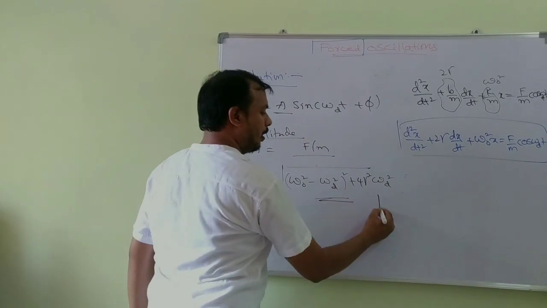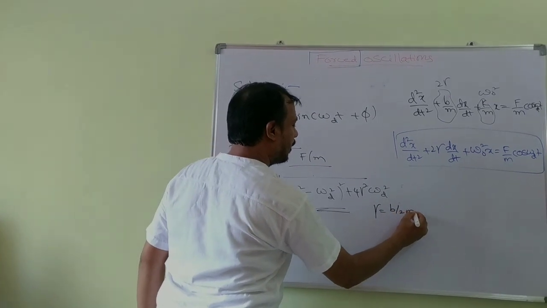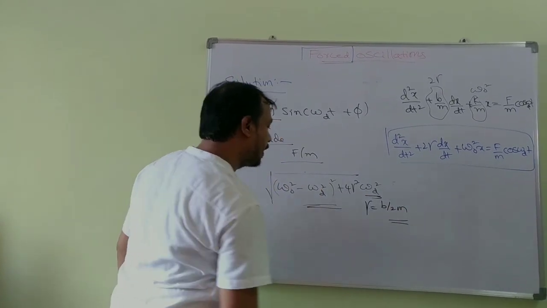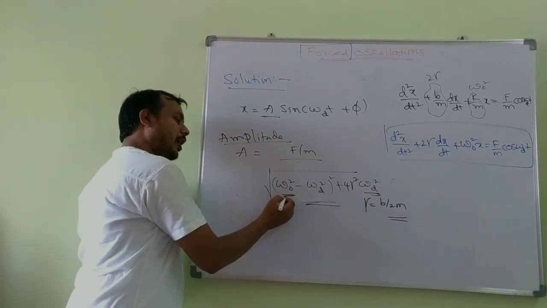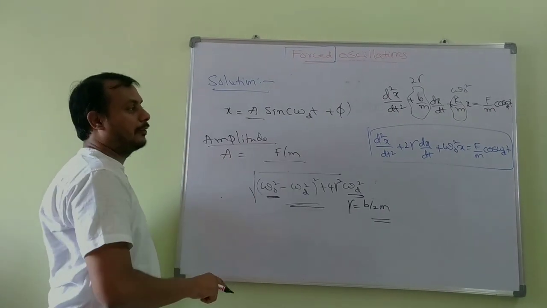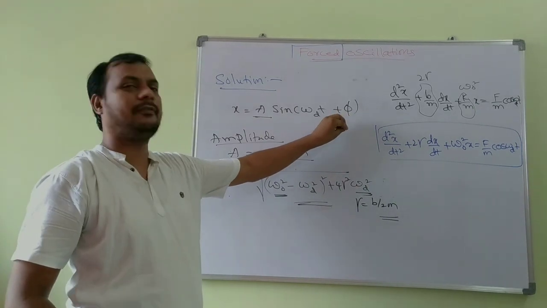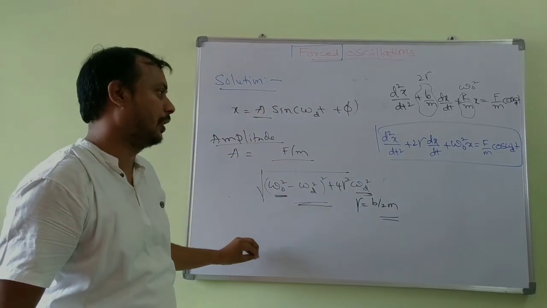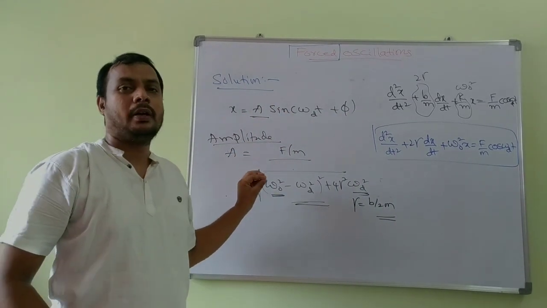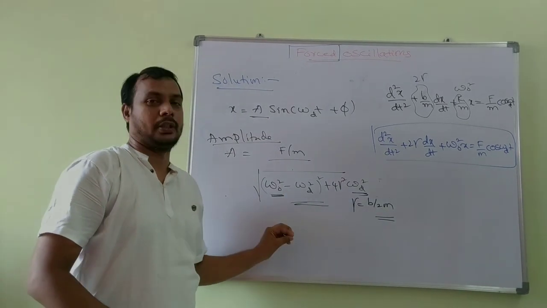So here gamma is equal to b by 2m, omega d is the driven frequency, omega naught is the natural angular frequency, A is the resultant amplitude, and phi is the phase difference in the case of forced oscillations. So this is about damping as well as forced oscillations.